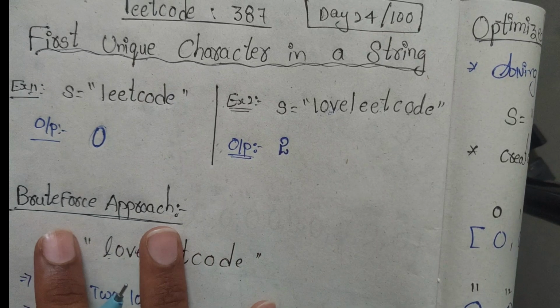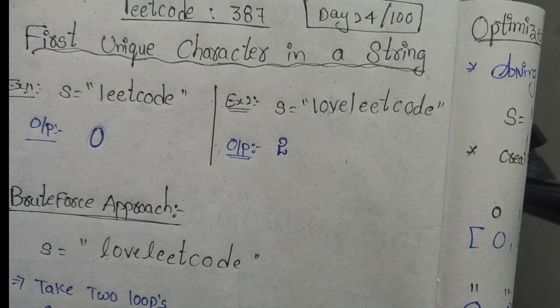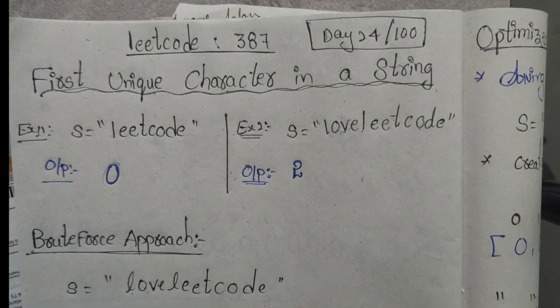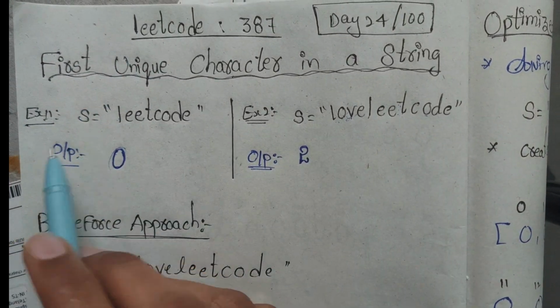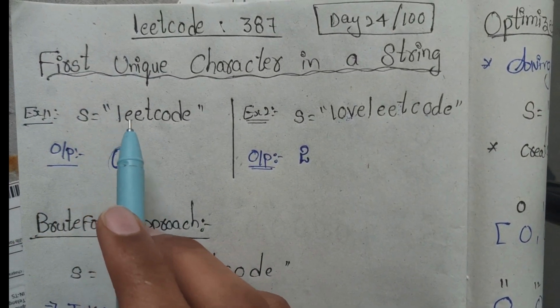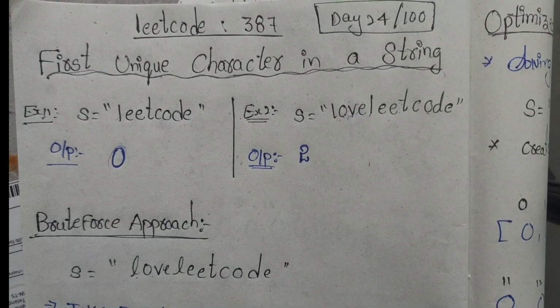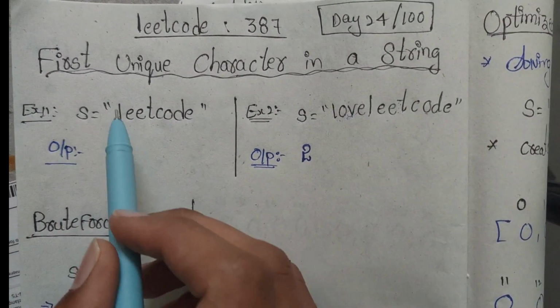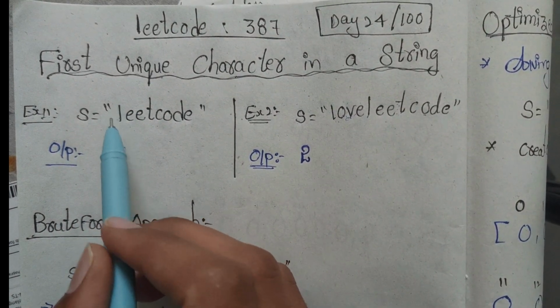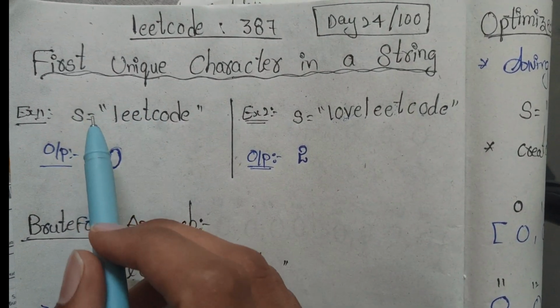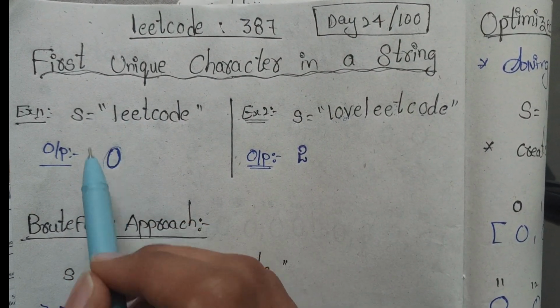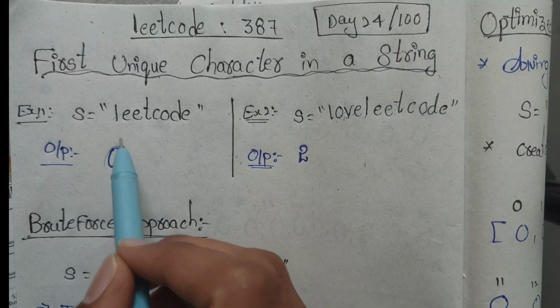Now let us see some sample test cases, then you can get much better clarity on this problem. Let us consider the first test case. In the first test case we have a string S which has the characters LEETCODE, LeetCode. If you look at this string, simply we can tell that L is the first unique character. Why? Because there is no other duplicate found for L, isn't it? And this is the first character. Simply we are returning 0 because 0 is the index of L here.